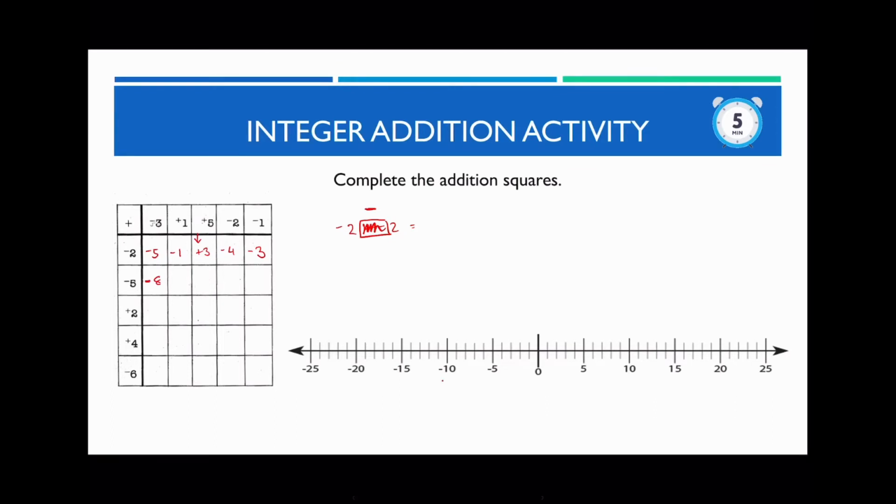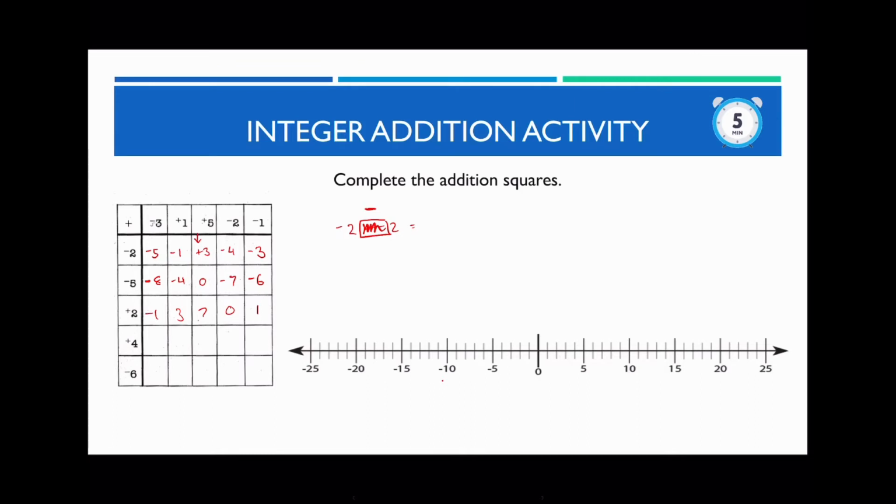Negative 5 plus 1 is going to equal to negative 4. Negative 5 plus positive 5 is going to equal to 0. Negative 5 plus negative 2 is going to equal to negative 7. Negative 5 plus negative 1 is going to equal to negative 6. Moving to the next row, positive 2 plus negative 3 is going to equal to negative 1. Plus 2 plus 1 is going to equal to 3. 2 plus 5 is going to equal to 7. 2 plus negative 2 is equal to 0. 2 plus negative 1 is equal to 1.